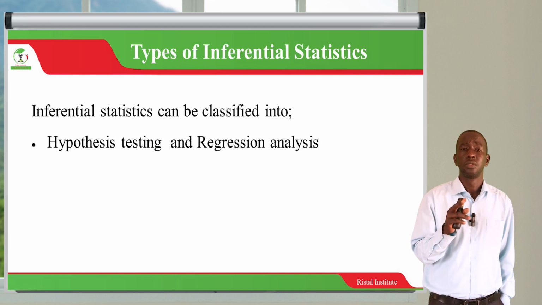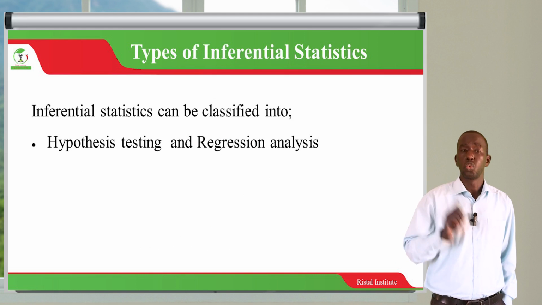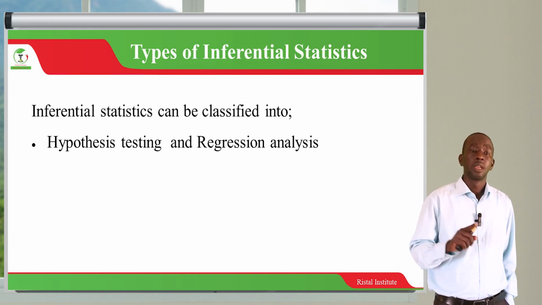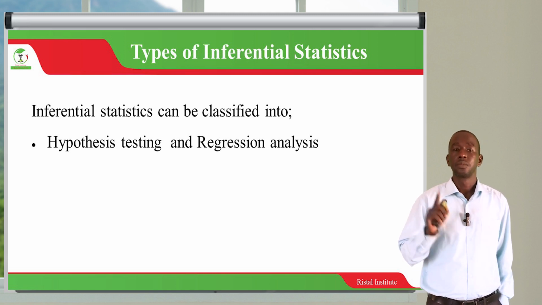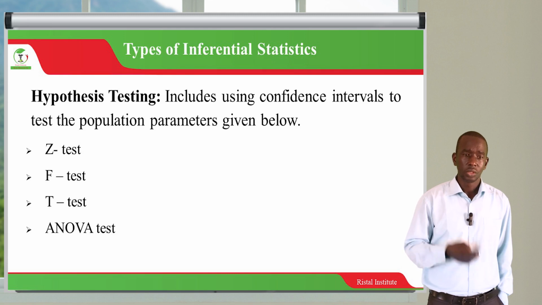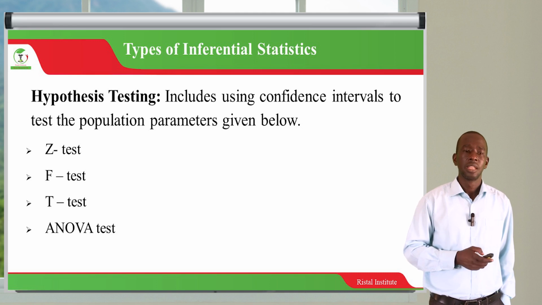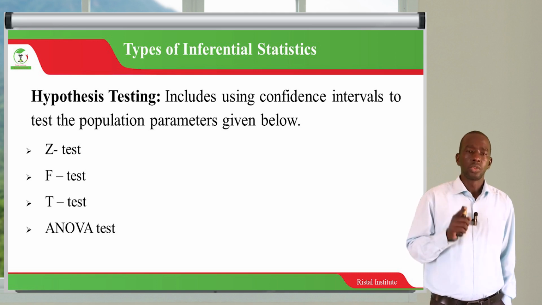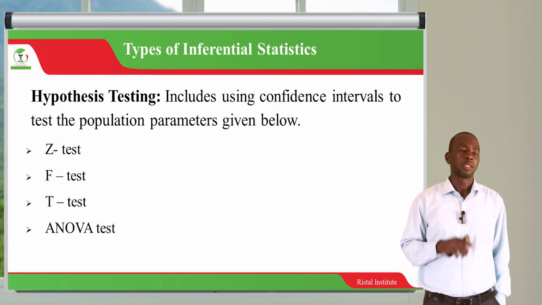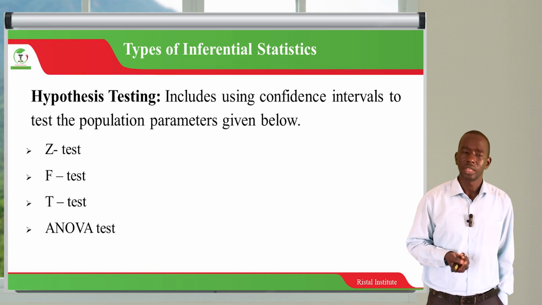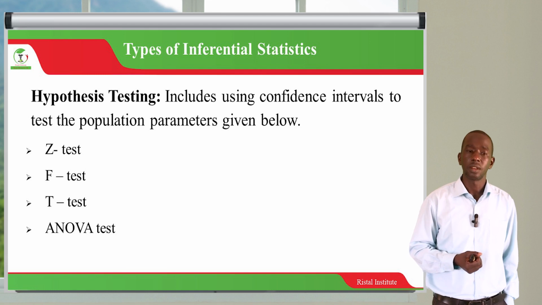There are types of inferential statistics, and these are classified into 2: hypothesis testing and regression analysis. We're going to look into each of these in detail. Let's see hypothesis testing. Under hypothesis testing, confidence intervals are used to test the parameters of a population. You can select to use a z-test, an f-test, a t-test, or an ANOVA test.